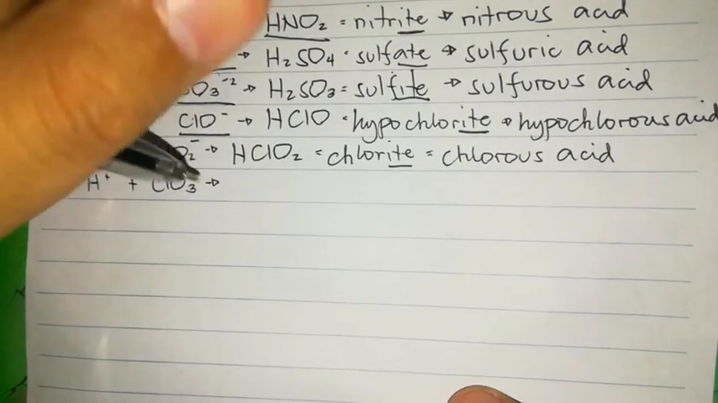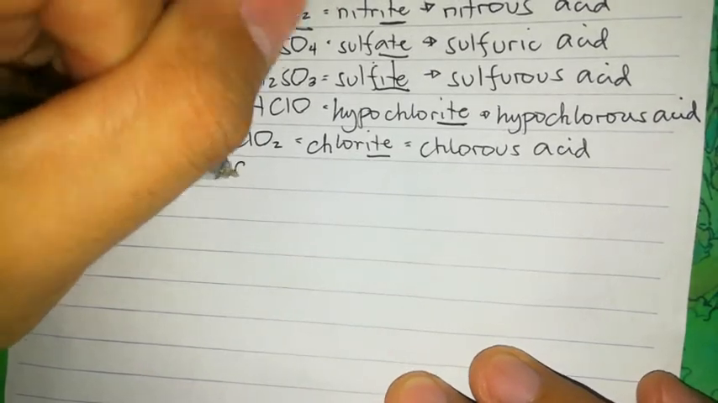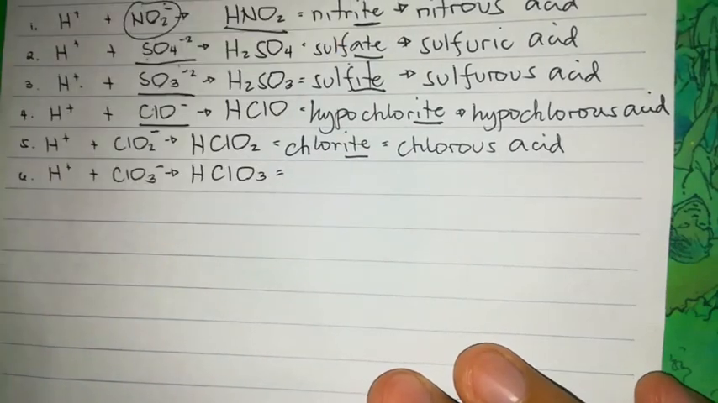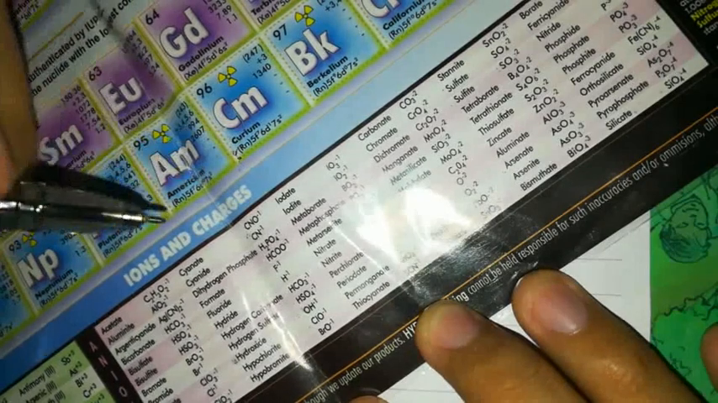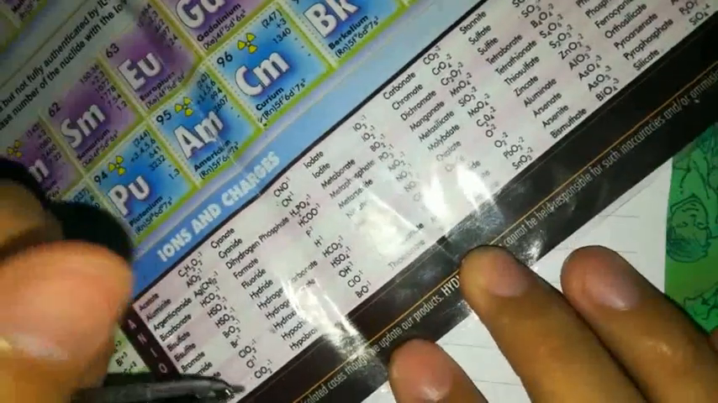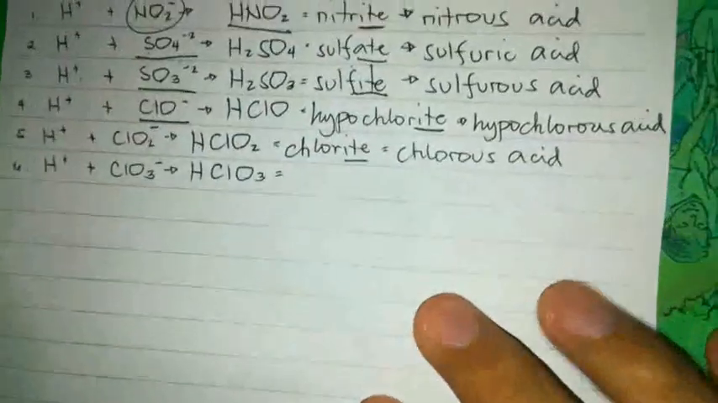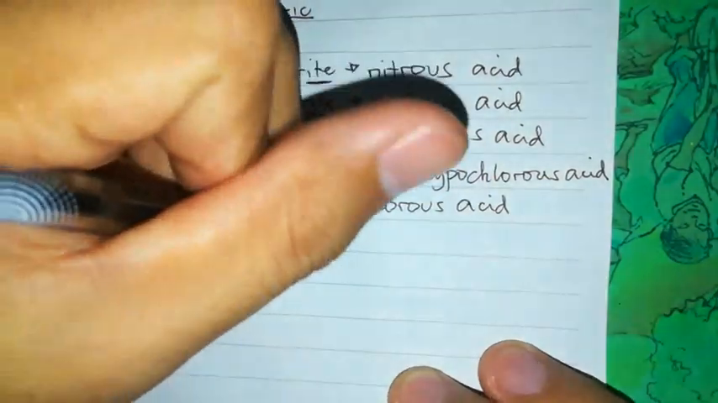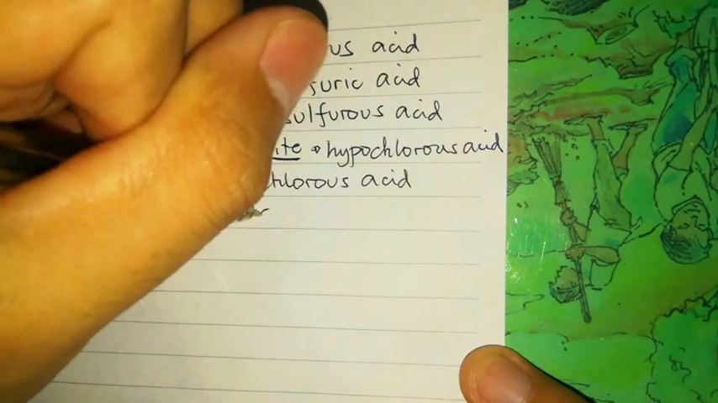Next, pareho daw silang negative 1 ulit, kaya as is, HClO3. ClO3 negative 1, hanapin sa periodic table. Ayun. So, ClO3 negative 1, it is chlorate. Since ATE ang kanyang dulo, mapapalitan yan magiging IC. So, this will become chloric acid.